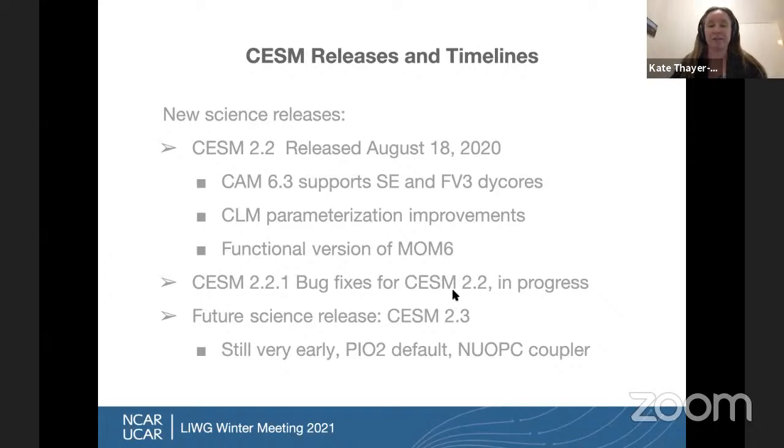So if you work with the 2.2 model that was released in August, you should keep an eye out for the next release to have bug fixes that are not climate changing associated with that.